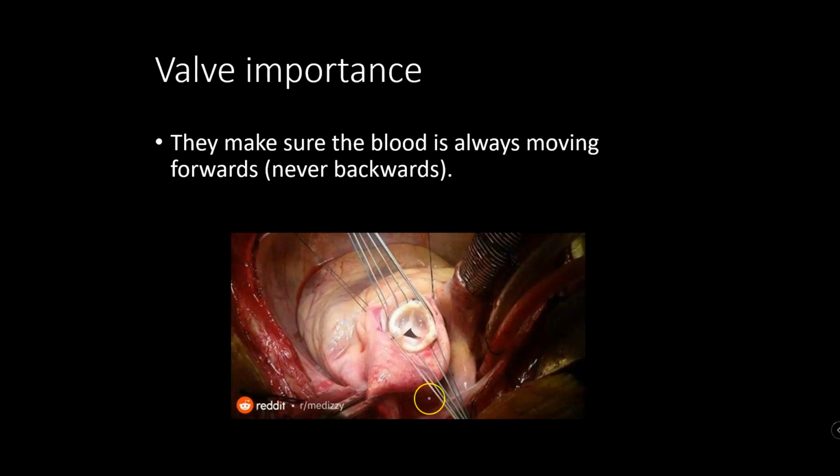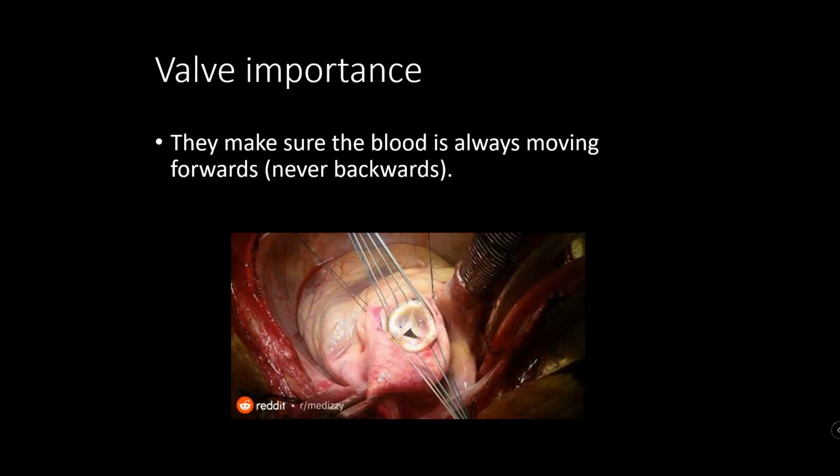Okay. Valve importance. Already said this just a little bit earlier. This is actually a valve replacement that is going on. Especially for people who have hypertension, those valves are under a lot of force and they can't necessarily take that force. And so valve replacement is a relatively common surgery that has to happen. In this case, I don't have notes for exactly what we are doing, but it looks like we're replacing one of the semilunar valves just based on the anatomy of what's going on here.